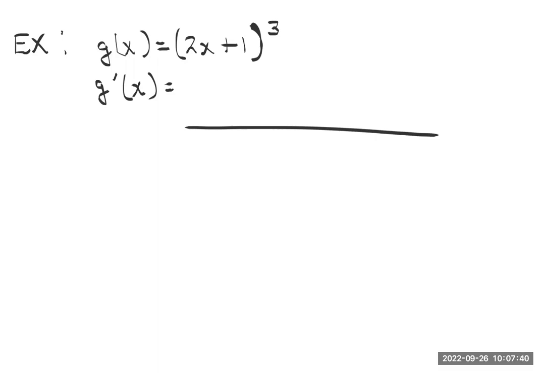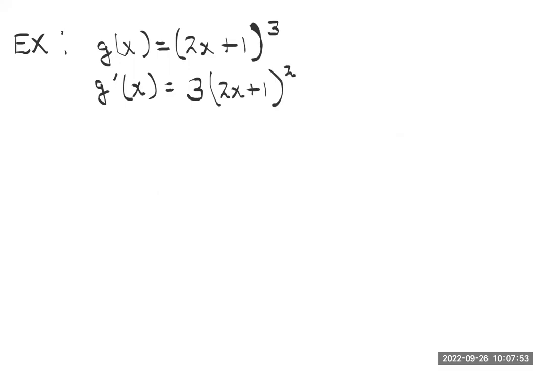Exponent down in front, so I'd have a 3. In parentheses, 2x plus 1, now squared. And then you multiply that by 2. So that's exponent down in front, stuff, subtract 1 from the exponent, multiplied by derivative of stuff. And it may be that that's all I need to do with that.